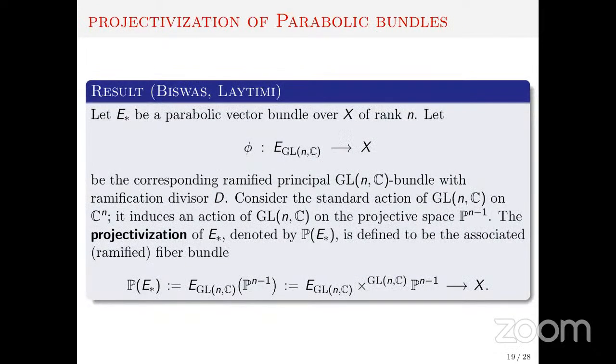And this has been done in a paper due to Biswas and Fatima Laytimi. So if you start with a parabolic vector bundle and you consider the associated ramified bundle E_GL_N(C), consider the standard action of the general linear group on C^n, then it induces an action on the projective space P^(n-1). And the projectivization of E star is defined to be the associated fiber bundle, which is again given by the diagonal action on E_GL_N(C) cross P^(n-1) over X.